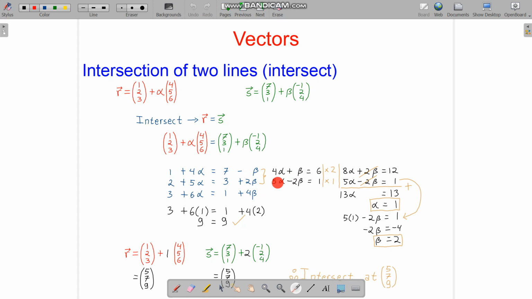Same thing here with the second equation. You can multiply throughout by 2, you get this equation. And if you add, they cancel out, you have 13 alpha equals this, you get alpha, and you can use one of the equations to find the beta. And then you have to plug alpha and beta into the third equation. Alpha is 1, beta is 2. You check, they fit the equation here. So this means we have an intersection, we have a solution.